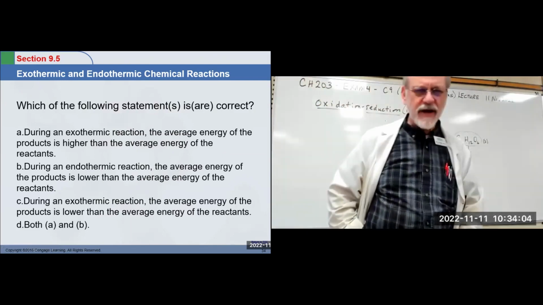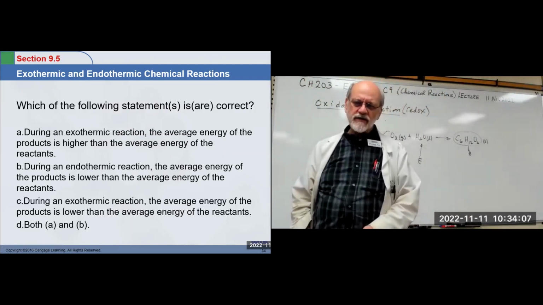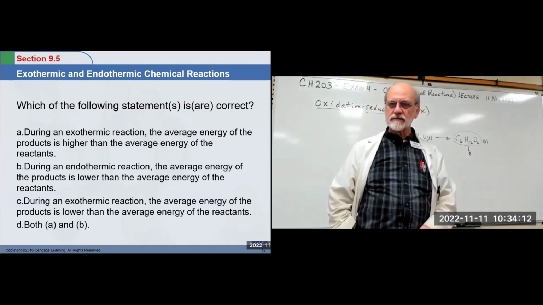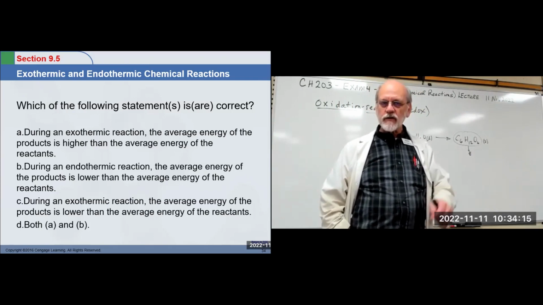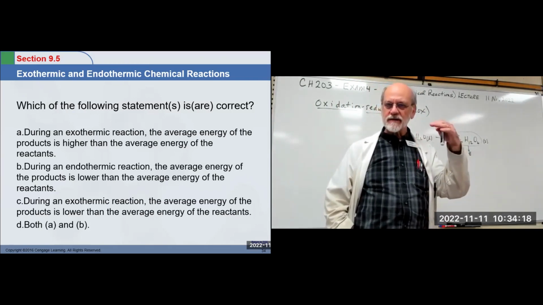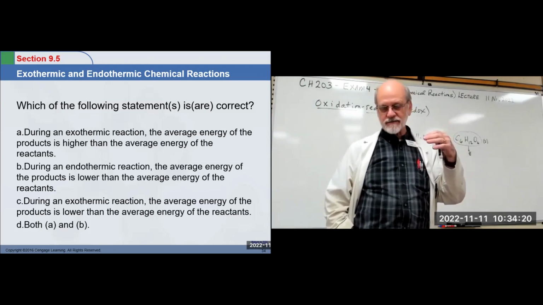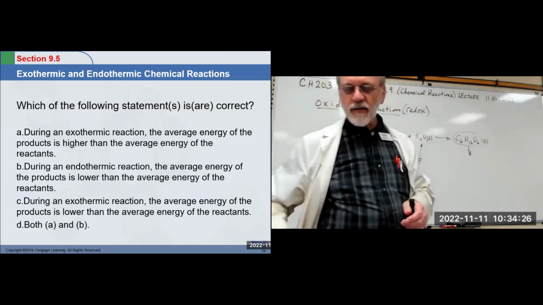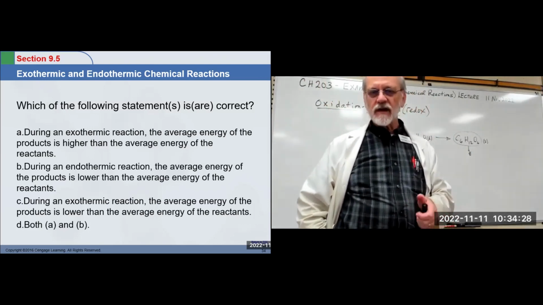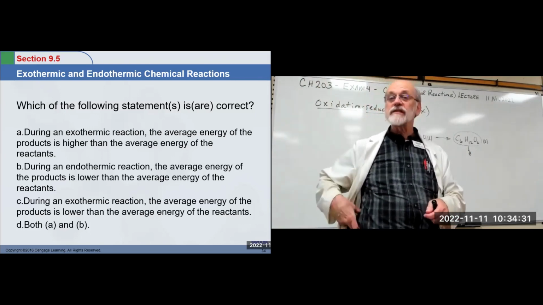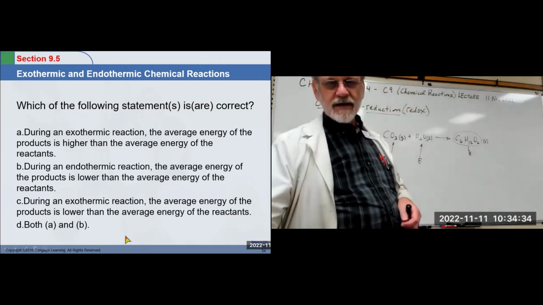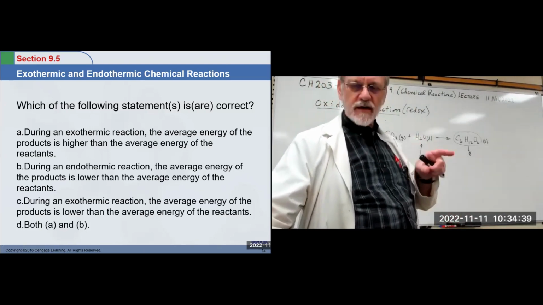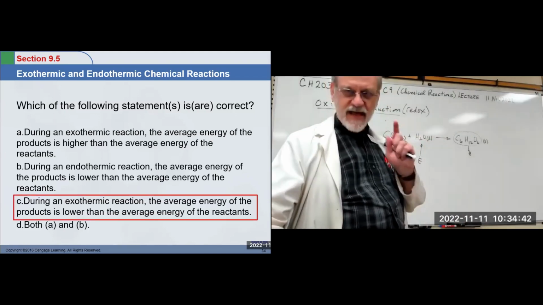So which one of these statements is correct? During an exothermic reaction, the average energy of the products is higher than the average energy of the reactants. No, it's the other way around. If the energy of the products is higher than the reactants, that's an endothermic reaction. You have stored energy in the products. So it's not A. In the endothermic reaction, the average energy of the products is lower than the average energy of the reactants. No, that's an exothermic reaction. So it has to be C, probably. Exothermic reaction, the average energy of the products is lower than that of the reactants. Yes. That's the true statement.